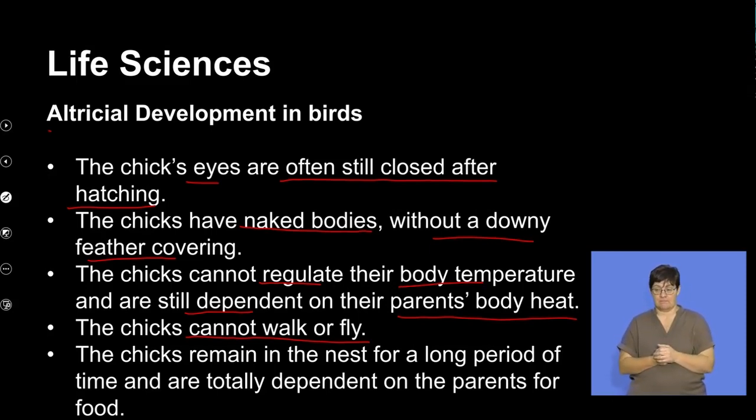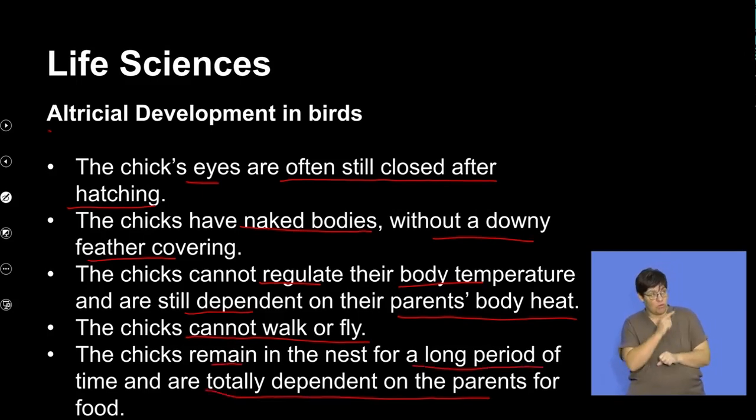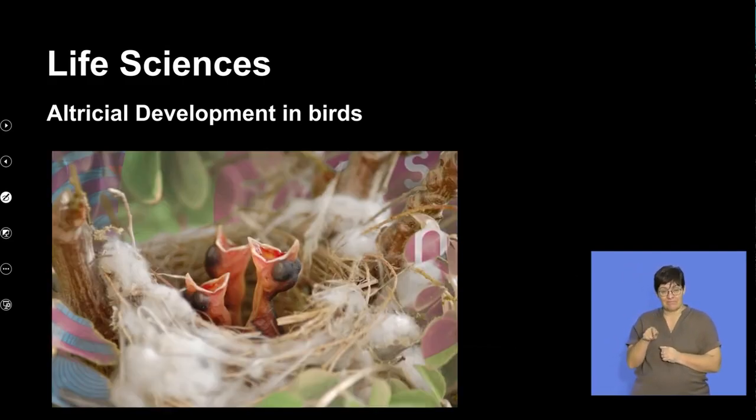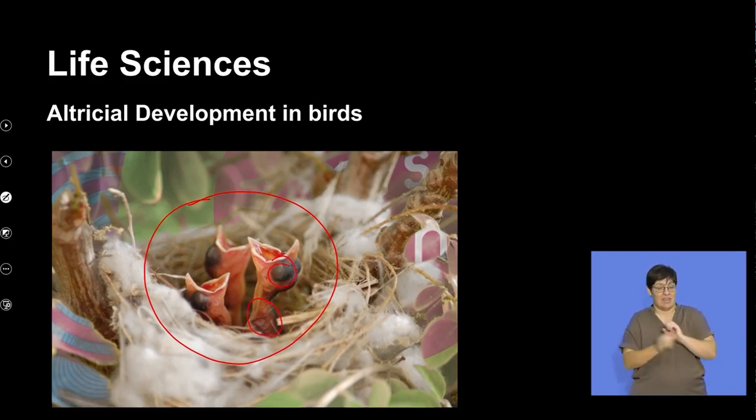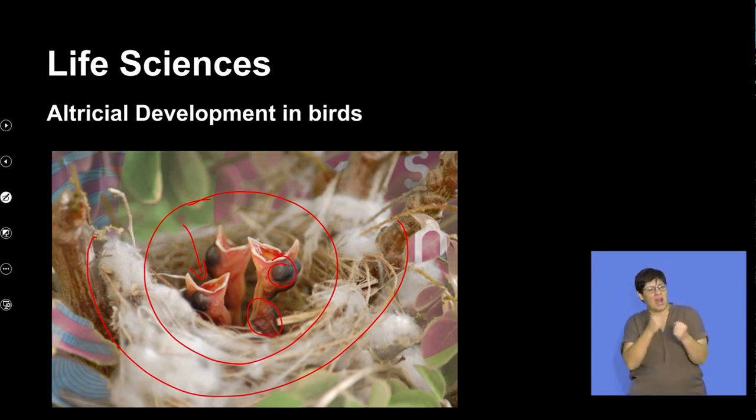And so the chicks remain in their nest for a long period of time and are totally dependent on their parents for food. And here's a classic image of the young. You'll find that the eyes are closed, the body has no covering, and so they have exposed body surfaces. They rely on their parents. The nest often is provided with feathers or structures that allow them to stay warm, hydrated and fed.